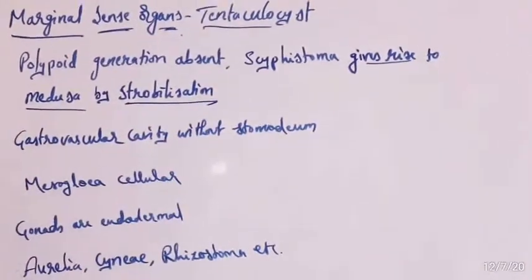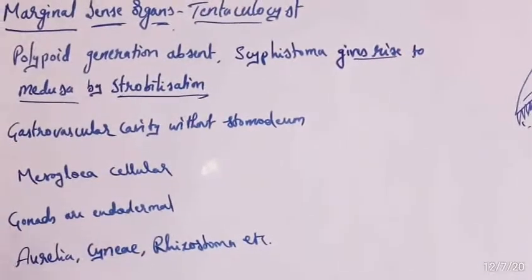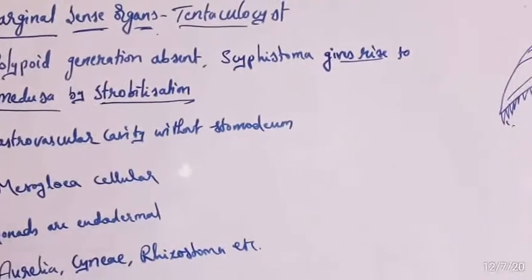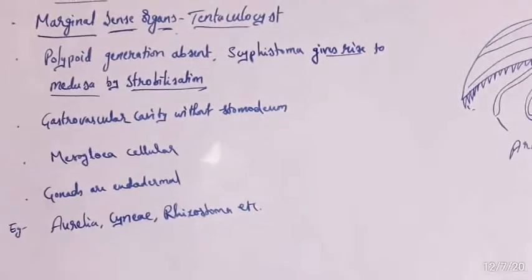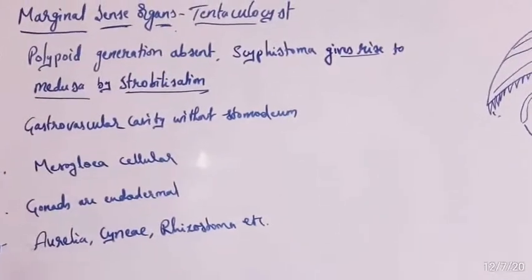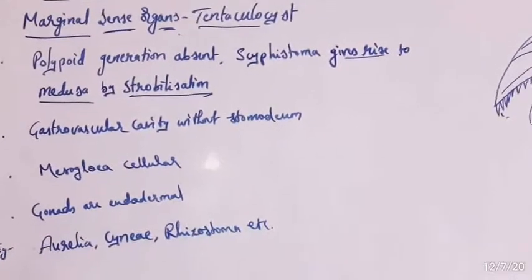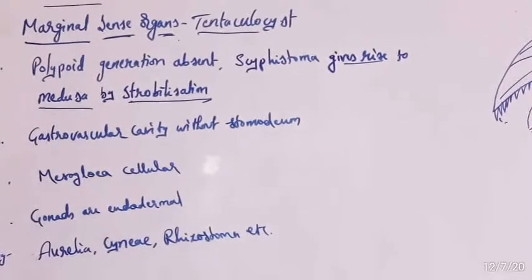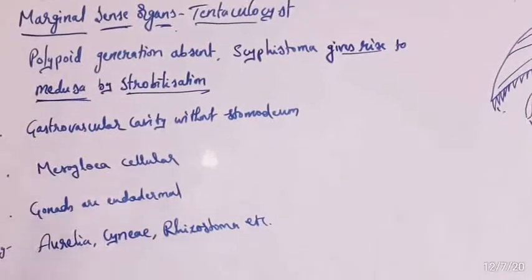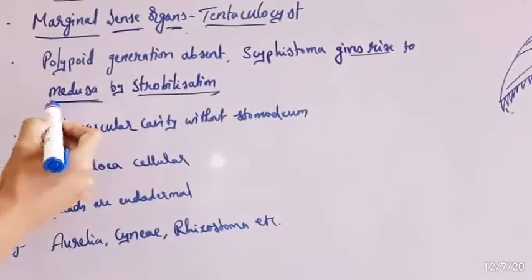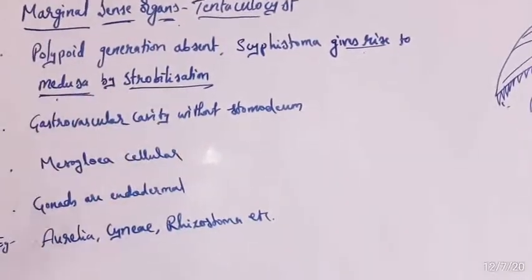Strobilization means it is an asexual reproduction by transverse division of the body into many segments, which develop into separate individuals. Those segments which develop into separate individuals are zooids. So the medusa is a zooid. So here scyphistoma gives rise to medusa by strobilization or transverse division.